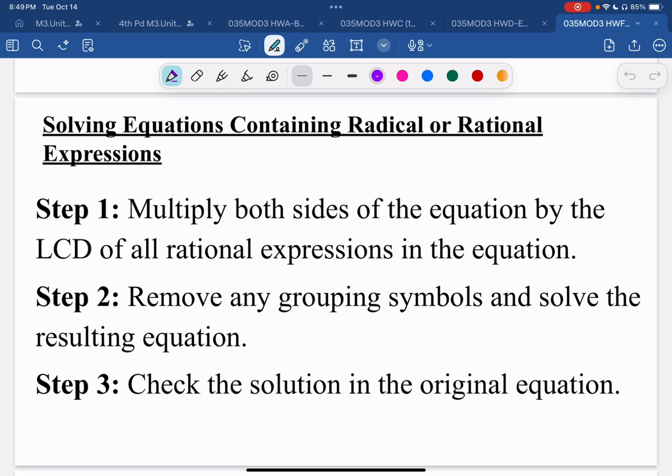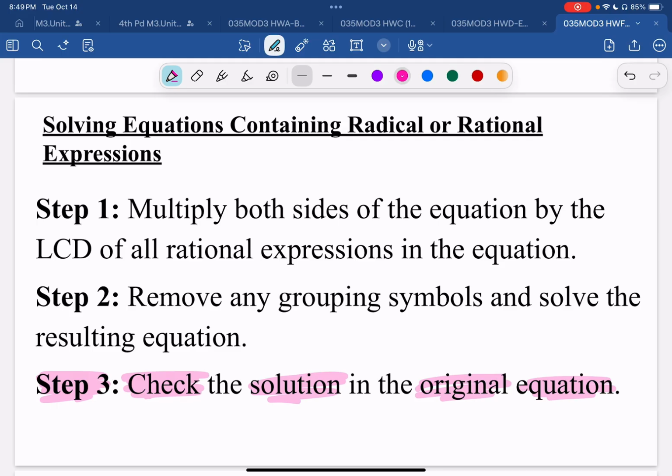And so once we do that, we're going to remove any grouping symbols by distributing when necessary. And then we're just going to solve the resulting equation. This last step is super important. Sometimes people want to skip this step, but checking your solution in the original equation is really important.